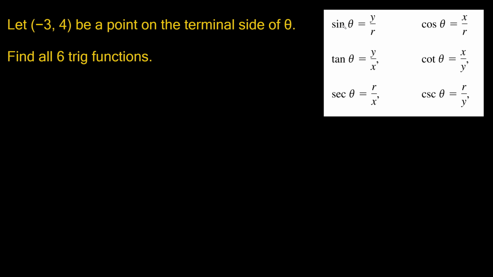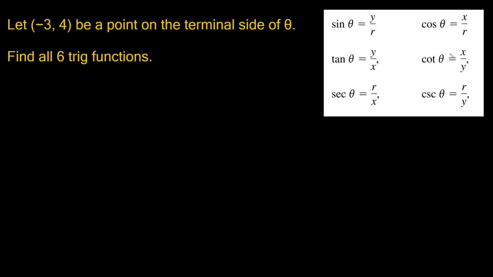So to find the sine of theta, that's going to be equal to y over r. Cosine of theta is x over r. Tangent of theta is y over x. Cotangent is just the reciprocal, right? x over y. And then secant is r over x, and cosecant is r over y.